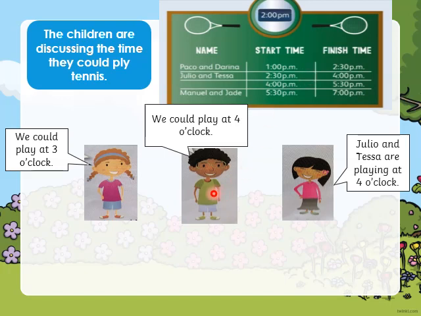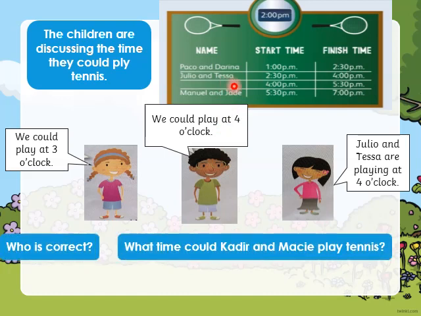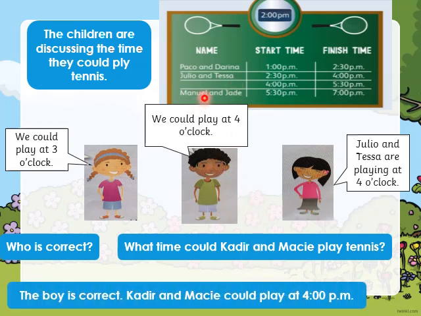Yes. What about Kader? Kader said, we could play at 4 o'clock. Who's correct? What time could Kader and Massey play tennis? The boy is correct. Why is the boy correct? Because Kader said we could play at 4 o'clock. Look at the timetable here. There's no name here. Massey and Kader, they could play at 4 o'clock. Very good. The boy is correct. Kader and Massey could play at 4 o'clock. Well then, now write the answer.